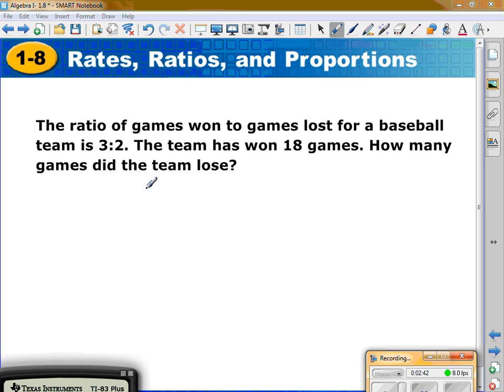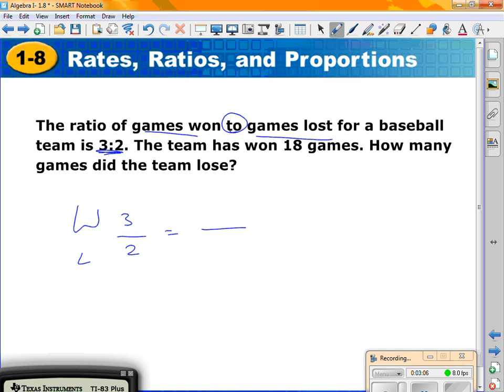For this problem, we're talking about games won to games lost. The word "to" is my giveaway. Won to lost. So how many games is my ratio for winning? 3. So winning is 3. Losing is 2. Setting up the proportion. What am I trying to find? How many games they lost? And they tell me how many games they won.